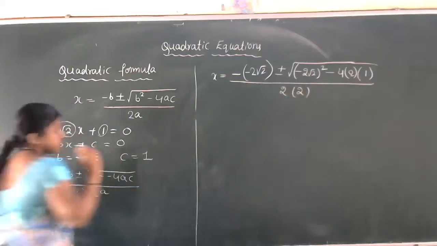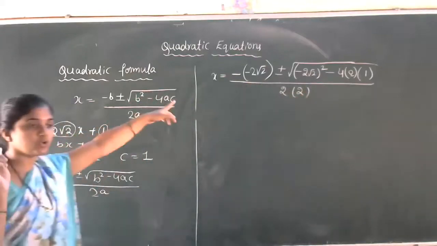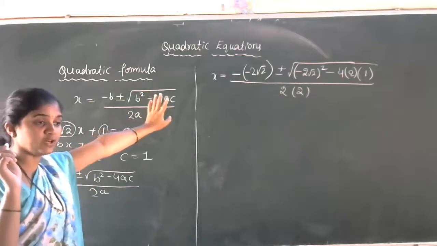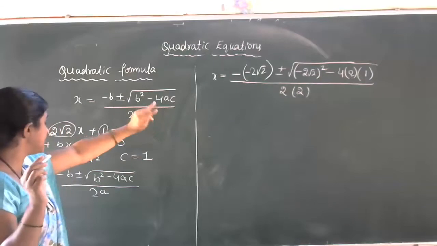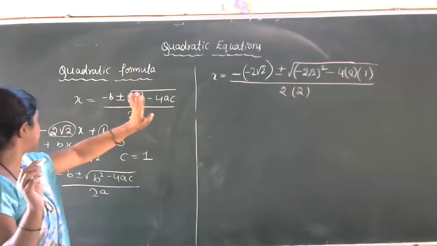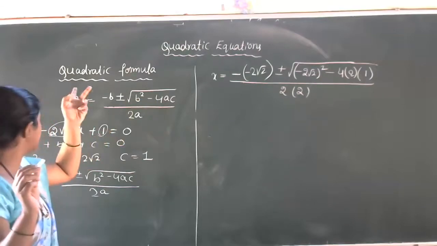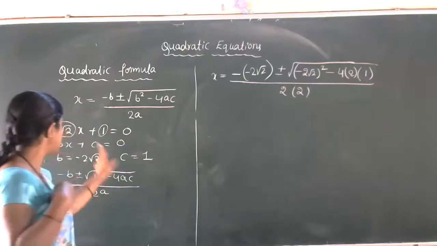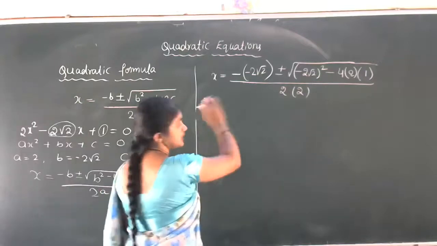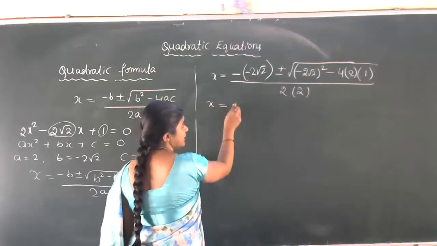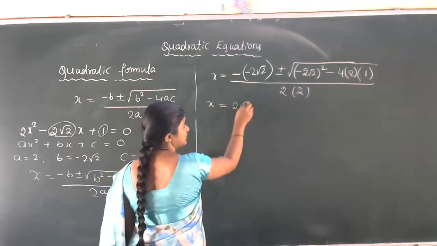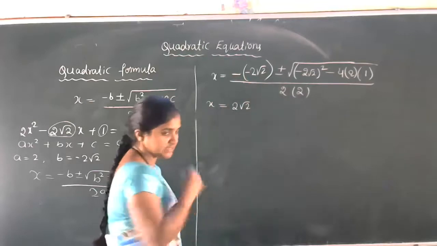Correct substitution. So you have to see that the substitution is right. So minus b plus or minus square root of b square minus 4 into 2 into 1, divided by 2 into 2, that is 2a. Now next step. See here, you have to be very careful while simplifying. Minus of minus in the sense plus 2 root 2.